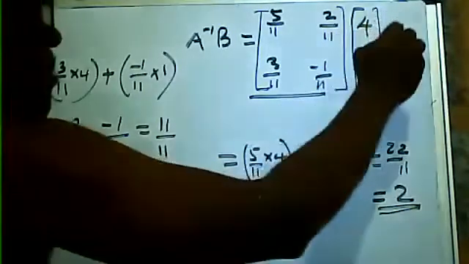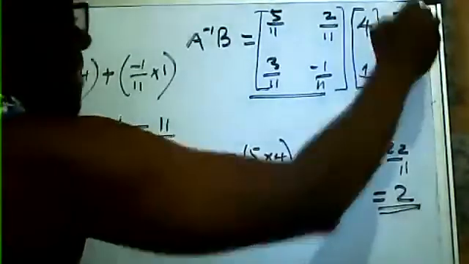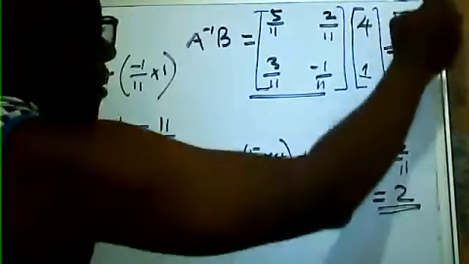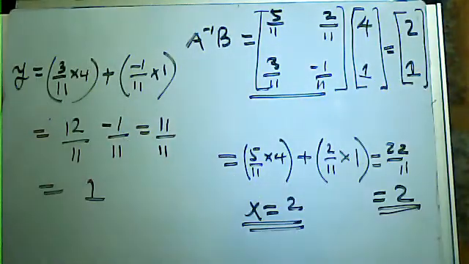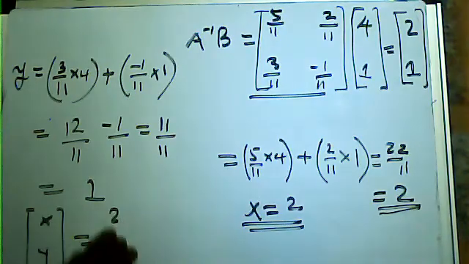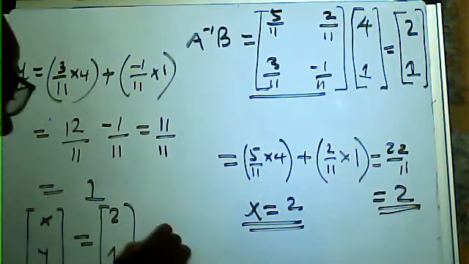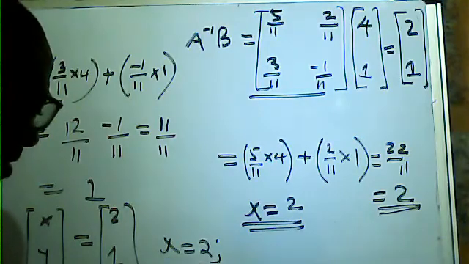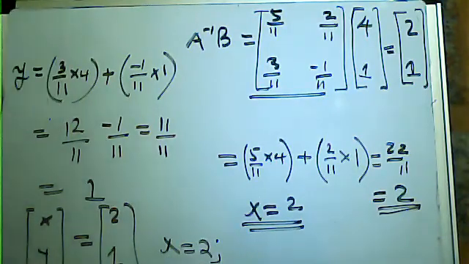So, when we multiply this, it gives us 2, 1. And x, y is equal to 2, 1. Which means that our x is equal to 2 and our y is equal to 1.